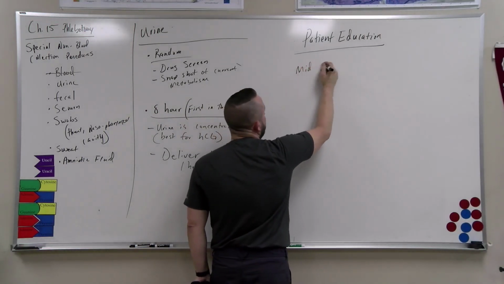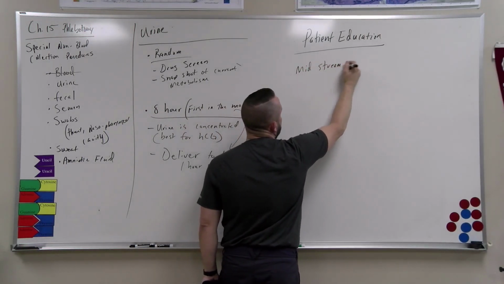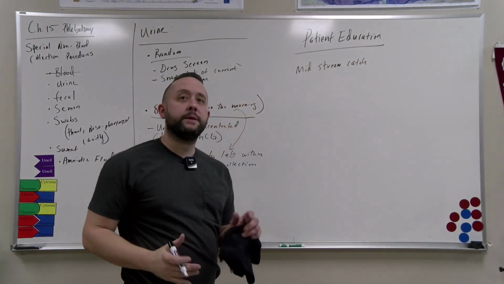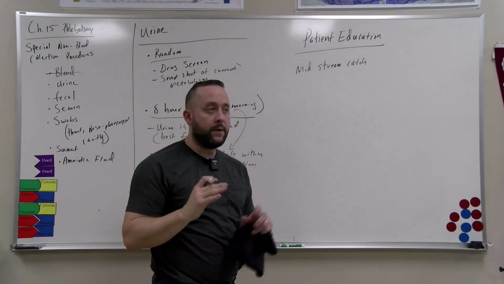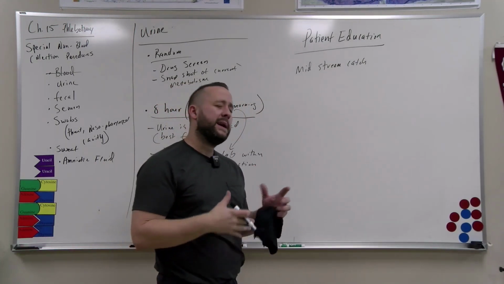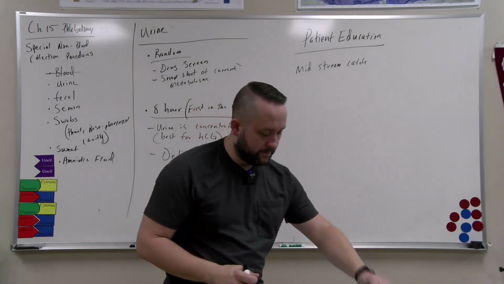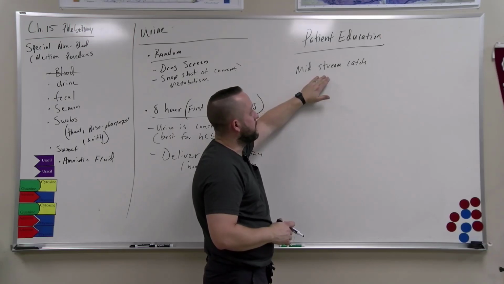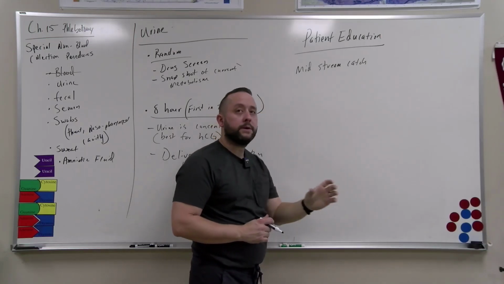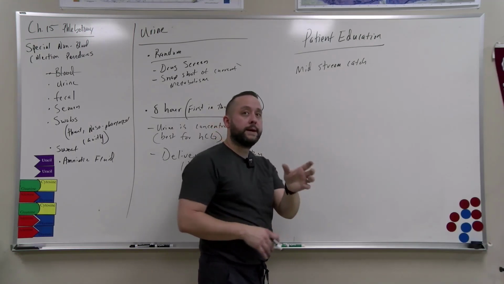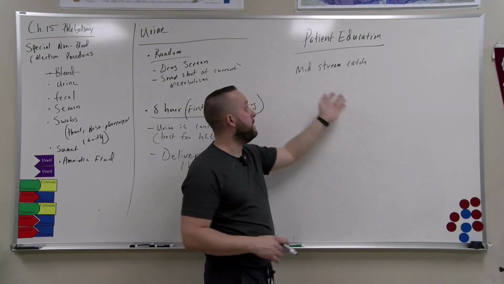During a midstream catch, the patient is supposed to be instructed to clean their genitalia first. That way any bacteria that's on that surface doesn't get included into the urine and give us a false positive for bacteria contamination. Okay? It's just like it sounds. The patient's going to start urinating, then they're going to collect it, then they're going to stop collecting it, put that cup down, and finish their stream or their void. Okay?